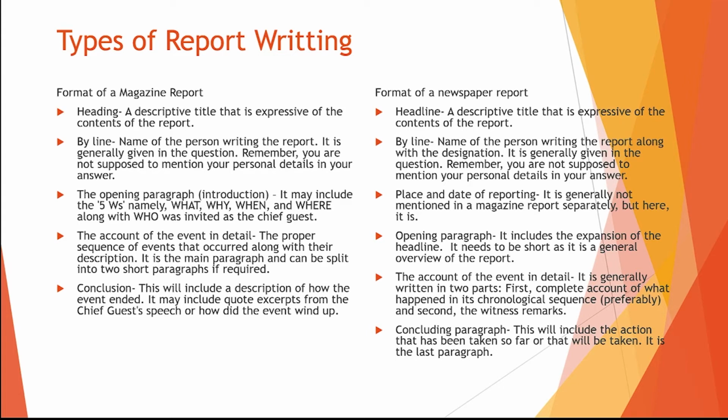Then the account of the event in detail, it is generally written in two parts. First, the complete account of what happened in its chronological sequence. And then the second is going to be the witness remarks. Then we have the concluding paragraph. This is the action that has been taken so far or that will be taken. It is the last paragraph. And you have to remember you will be using indirect speech, and it is going to be past tense. And we also don't use first person like I, me, but we use the third person here.